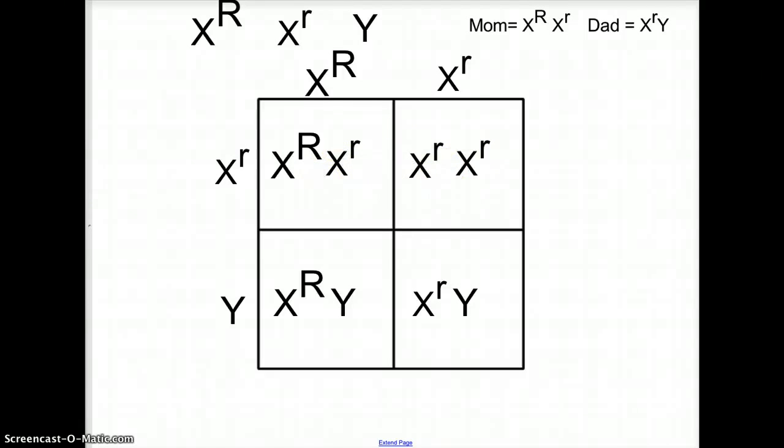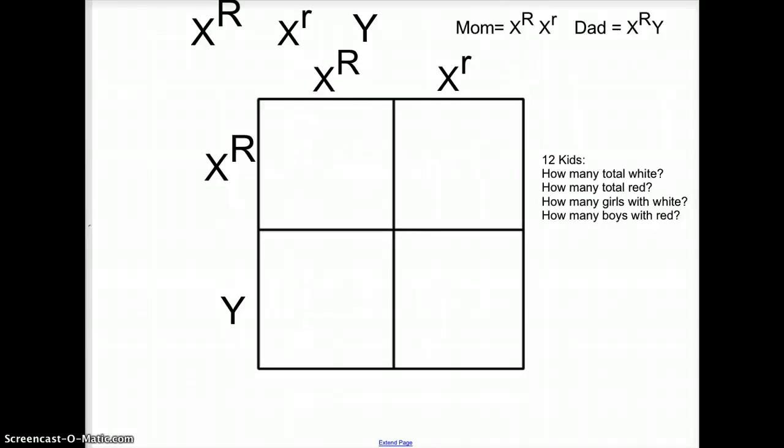Let's do another one. I'm going to ask some more tricky questions. Let's say this is the new genotype: mom is heterozygous and dad has the dominant allele.